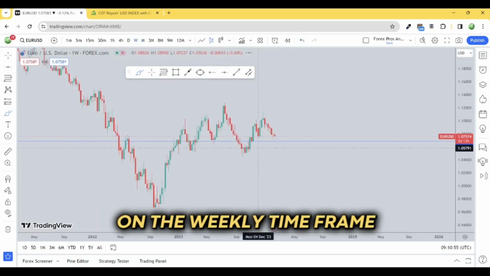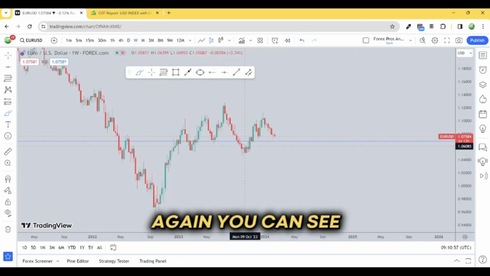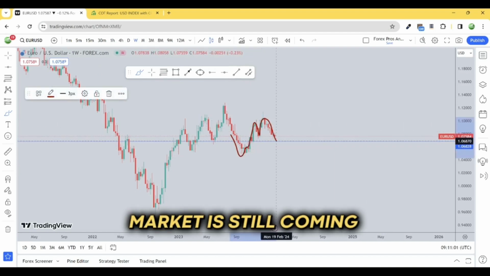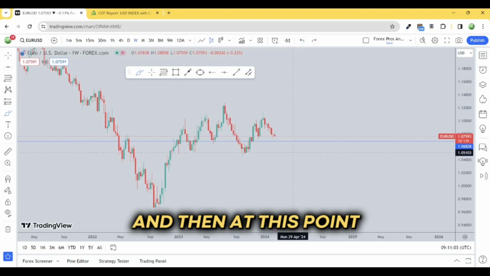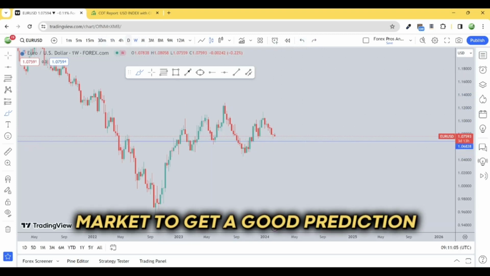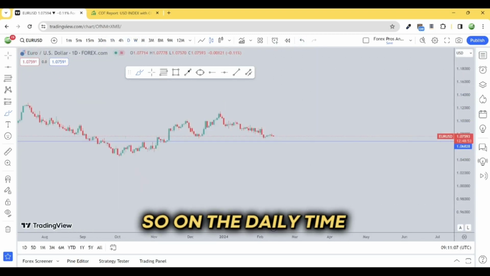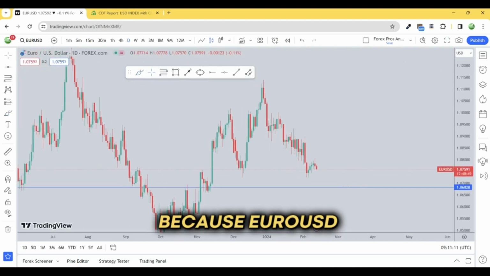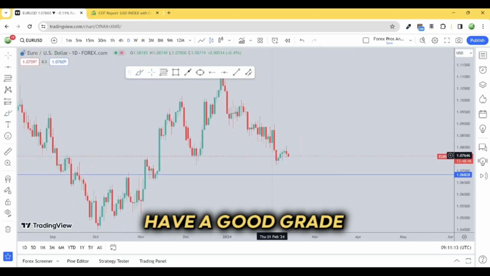Moving down to the weekly time frame, again you can see that this was a W pattern, and after we retest, the market is still coming down to test this zone, and at this point we can expect the market to get a good rejection. On the daily time frame, things are very good and very interesting, because on Euro USD we have a good trade right now.